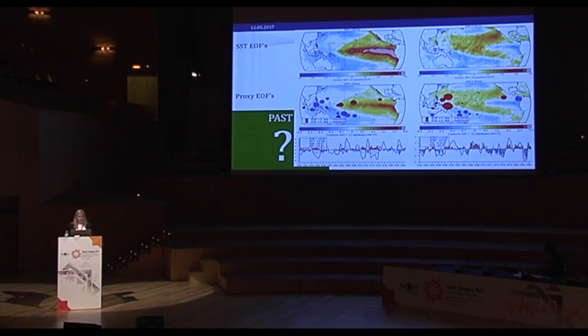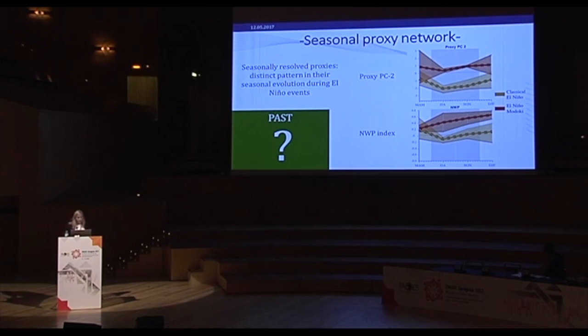we can see that the first EOF of the proxy network of our corals, they're seasonally resolved, shows, by regressing them on the SST target, pretty much the same pattern as the first EOF of the SSTs. And if we look at the second EOF, we find that the second EOF also resembles quite neatly the pattern we expect from the SST data. So we have again here this warm body flanked by cold anomalies to the east and to the west. So we can be very sure that this seasonal proxy network has some distinct pattern in its seasonal evolution.